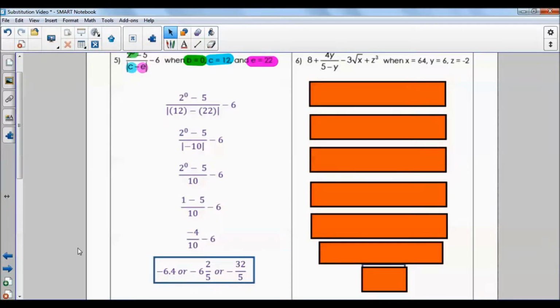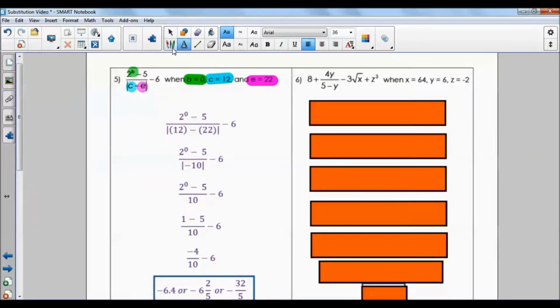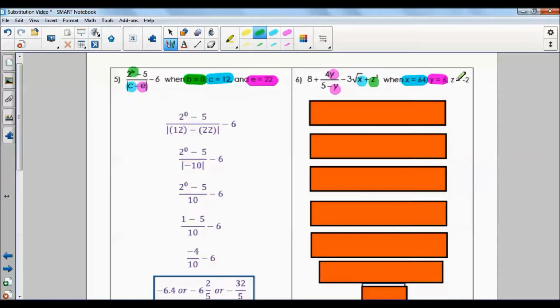Okay, number 6. Again, we've got some variables that we have to substitute in for. So we have y and a y here. So y is equal to 6. And then we have an x, and x is equal to 64. And then we have a z, and z equals -2.